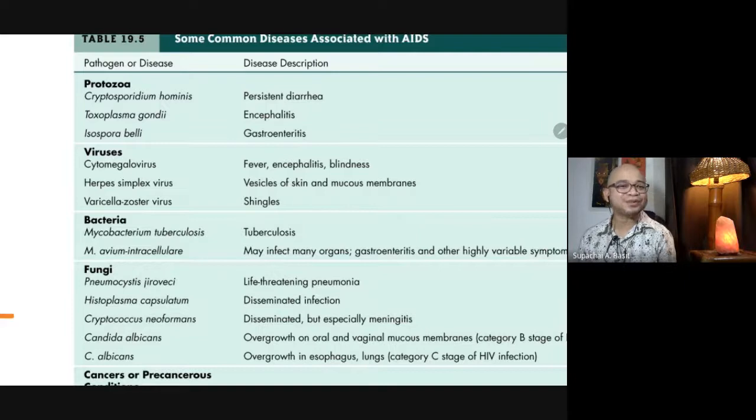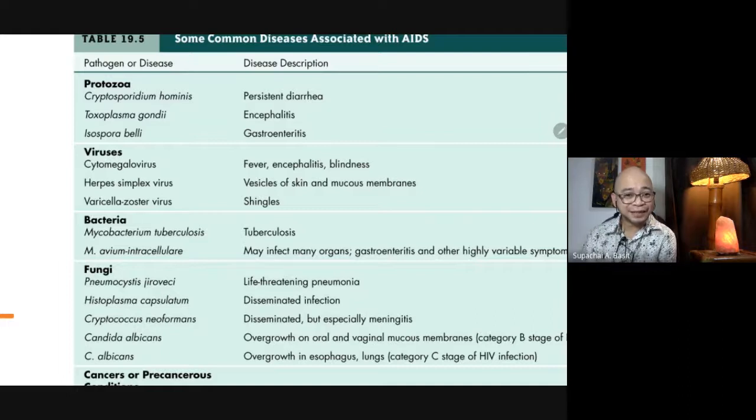Fungi, the most common opportunistic infection. The most common opportunistic infection is Pneumocystis jirovecii, which can cause life-threatening pneumonia. Histoplasma capsulatum can cause disseminated infection. Cryptococcus neoformans can cause disseminated infection and especially meningitis.